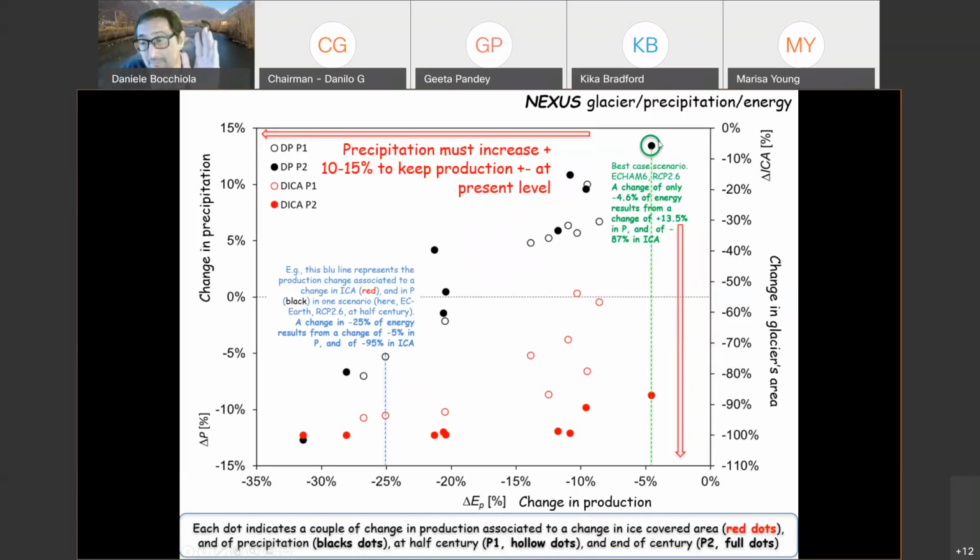What does it mean? These are simulations with many different scenarios. What I mean here is that if you reduce the glacier area, even down to -100%, which is no more glaciers, you will need, in order to maintain production constant, 15 to 20% more liquid precipitation. So for hydropower purposes, at least for the Sabbione River, but this is quite representative because there are very many plants such as the Sabbione River, if you decrease ice cover, the only way to maintain a constant production is if you have a consistent, visible increase of precipitation in the future.